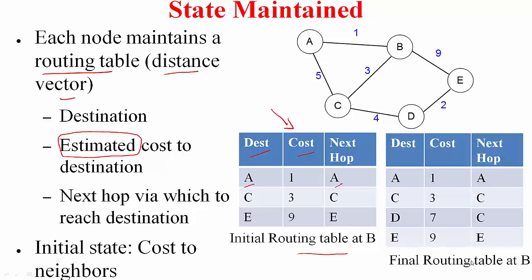This topology was small, so you could quickly calculate this final routing table, but when the number of nodes is really large, you need a very efficient algorithm that does these iterations to get to the final routing tables. So that's why we are studying this algorithm. This is the state maintained.